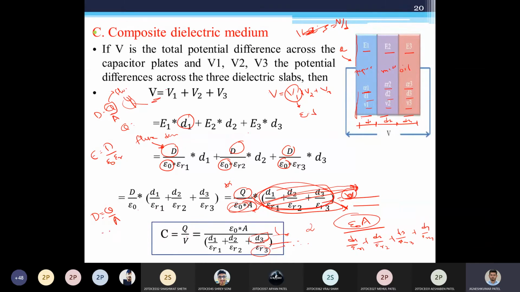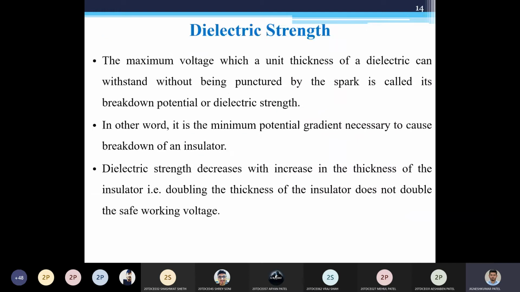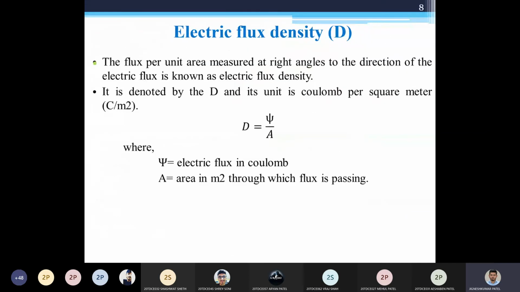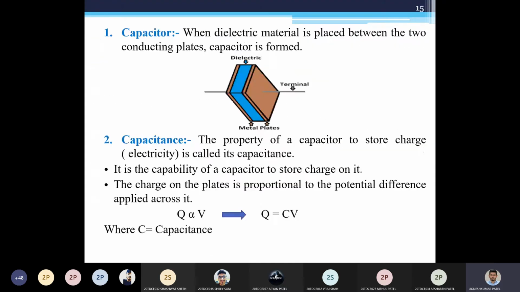I'll show this somewhere. Let me show it to you. See here, we have this electric flux in coulombs. Q is the charge in coulombs, so it is actually the same thing. Whenever you are asked for flux, you just have to put the value of the charge. So here I am putting Q by A. Okay, so psi is equal to Q. That's the thing. Anyone else?